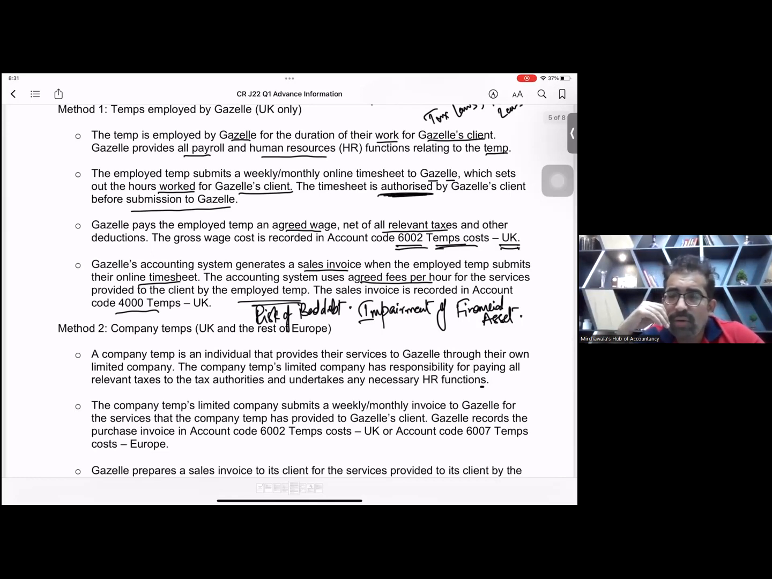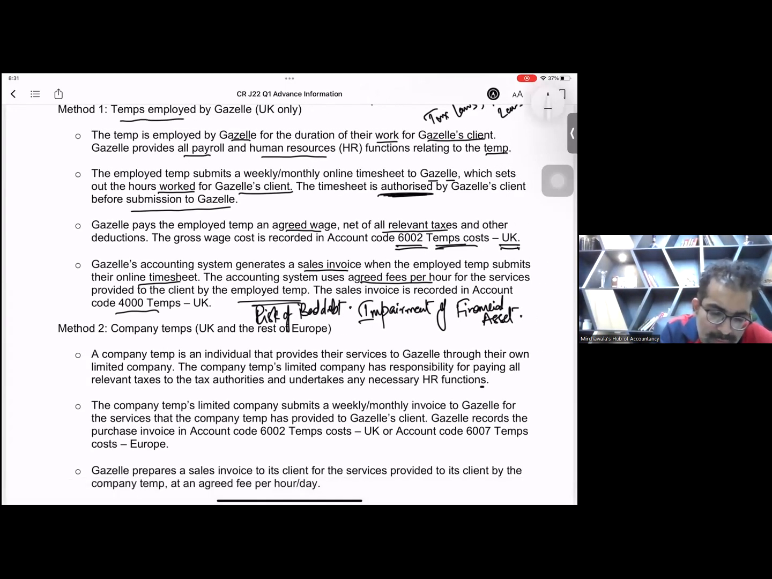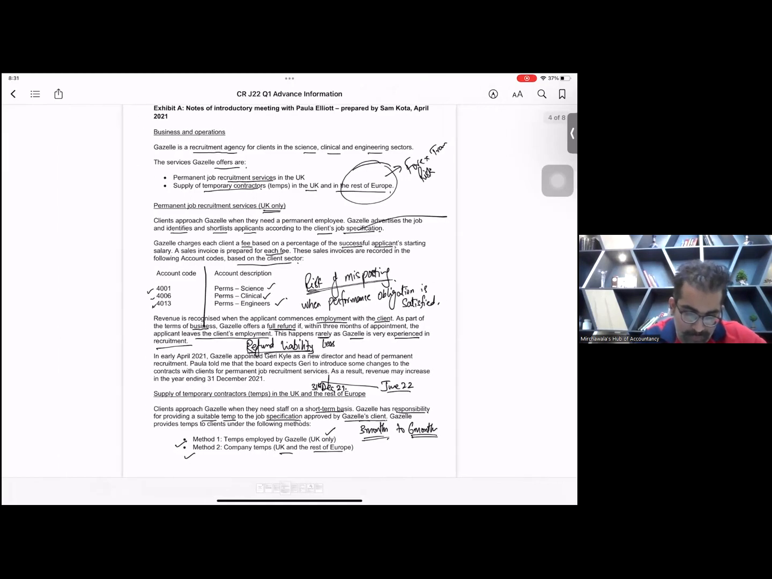Okay. So these are all the points relevant for this method 1. Temps, see the heading, temps employed by Gazelle. Now I would like to highlight one point regarding the last page. I have missed it. Let me tell you. This paragraph. See this.